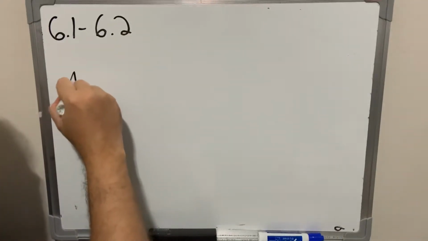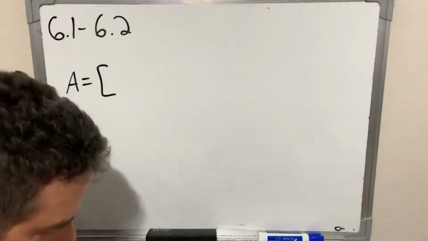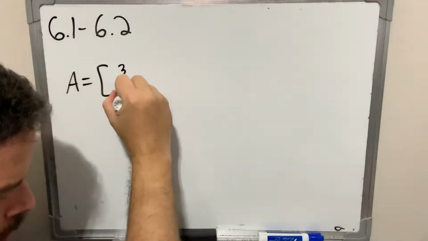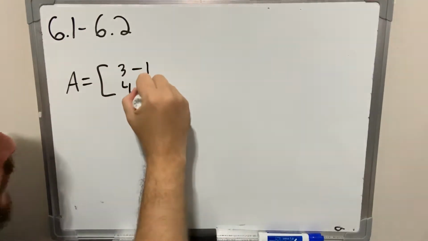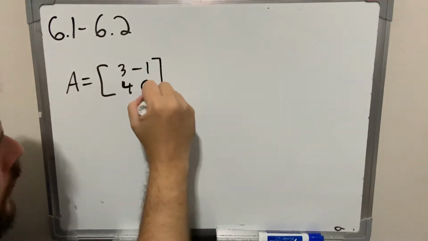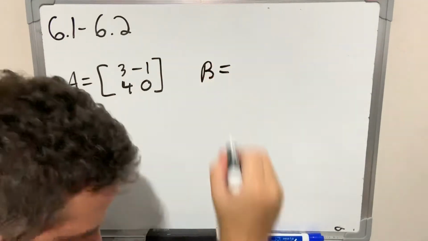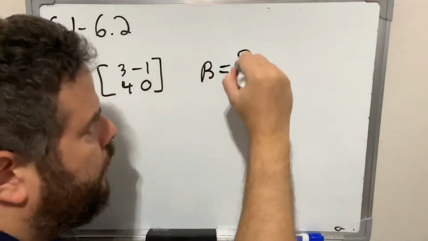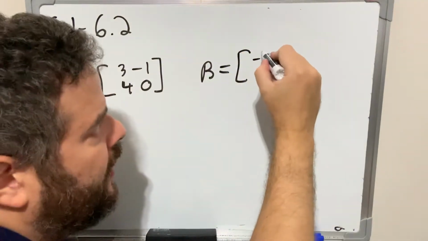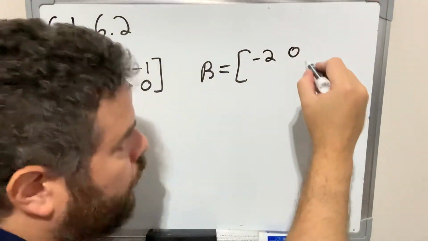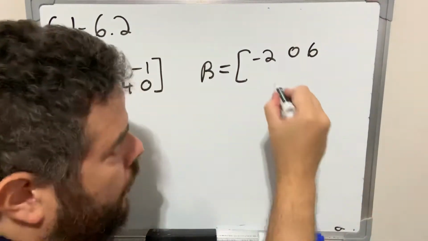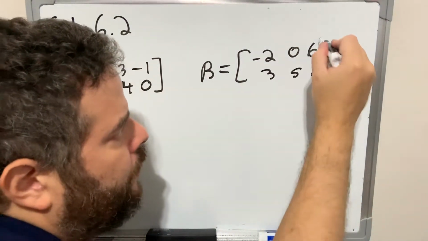I'm given that matrix A equals [3, 4; -1, 0], and I'm told that matrix B equals [-2, 0, 6; 3, 5, 1].